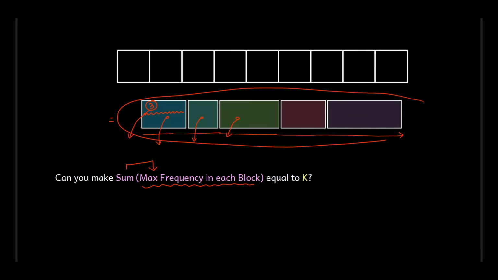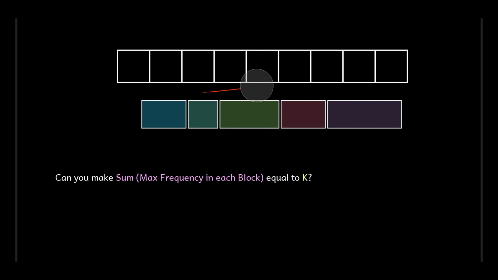You can see that there are multiple ways to split it into consecutive blocks. So your goal is to find out if you can make the contribution of all the blocks equal to an integer k that is given to you. How do you solve this problem? Take a minute to pause this video and think through how you would approach it, because as per me, the solution is definitely not trivial, even though the code might be.